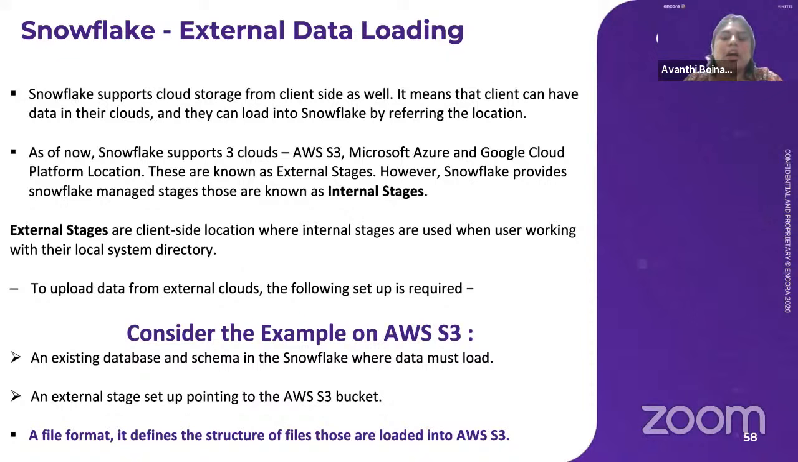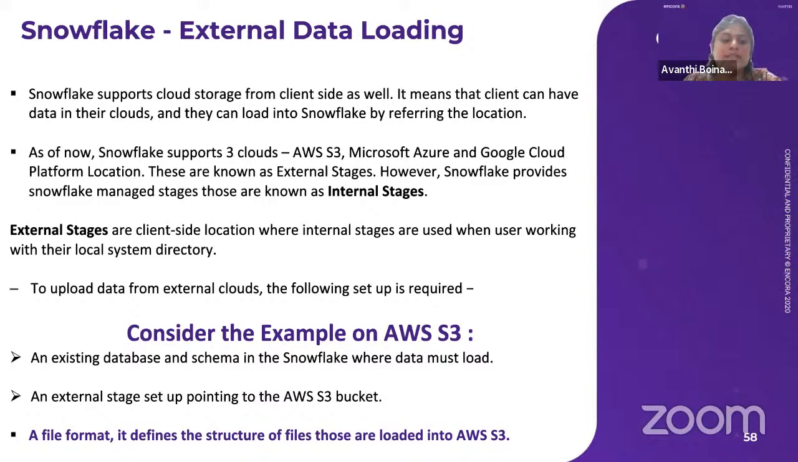However, Snowflake provides managed stages, which are internal stages. External stages are client-side locations, whereas internal stages are used when the user is working with their local system. As we discussed earlier, loading the data using files is internal. So we did not use any external stage or cloud process to load the data with files. We used only the internal process. We just took the CSV file before and loaded it into the Snowflake stage, and we did all those things with a file by running some commands, right?